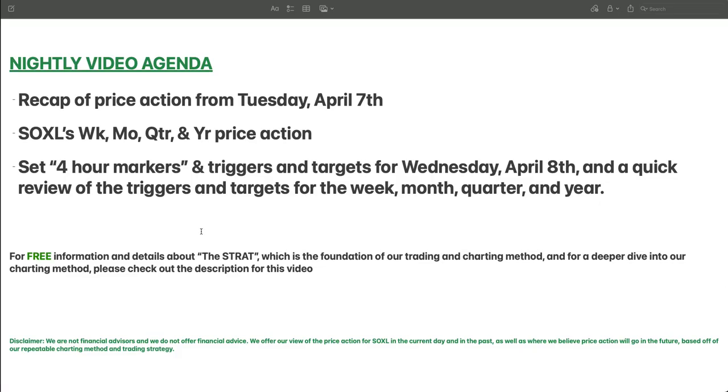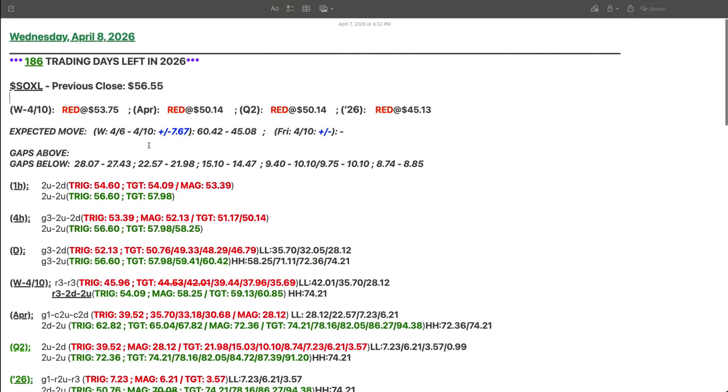The agenda for today is just going over the price action from today before we zoom out and take a look at the week, month, quarter, and year. Then we'll zoom back in, set what we call our 4-hour markers and the triggers and targets for Wednesday, April 8th. And we'll also review the week, month, quarter, and year triggers and targets as well.